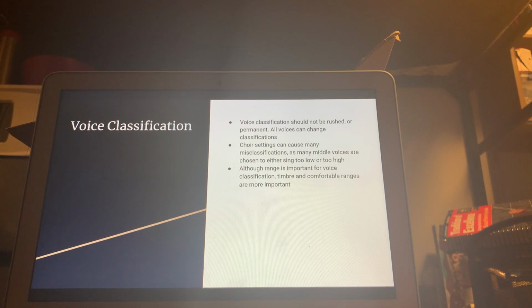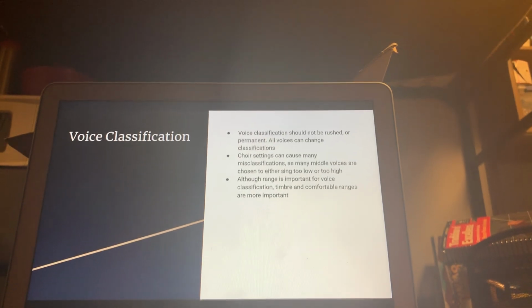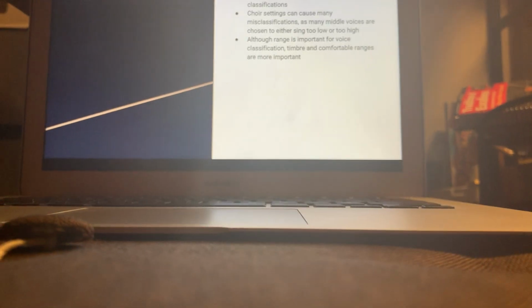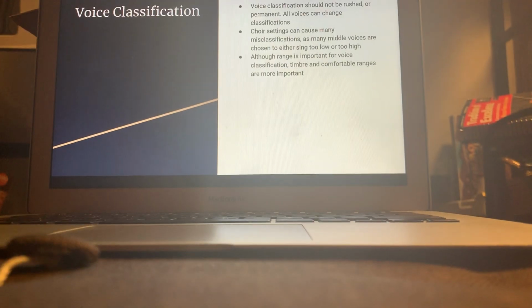So then in choir settings, and also many people have low voice or middle voices. That's what it's classified. Sorry, just gonna plug this in real quick. Where is it? There we go.